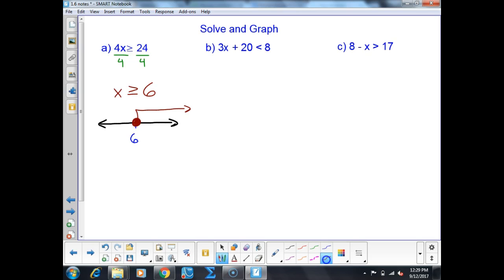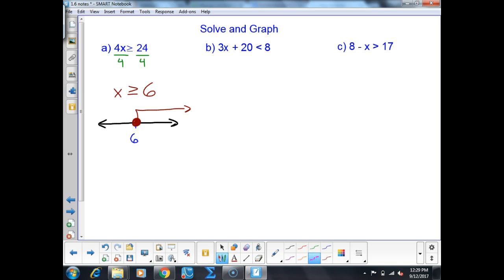Quick, easy check. 0 is your favorite number. Okay? 4 times 0 is 0. Is 0 bigger than or equal to 24? It's not. It's not. And so, sweet. Okay? And 0 is over here in the area that is not got an arrow going to it. So we should get a false answer. So it checks out. Okay?